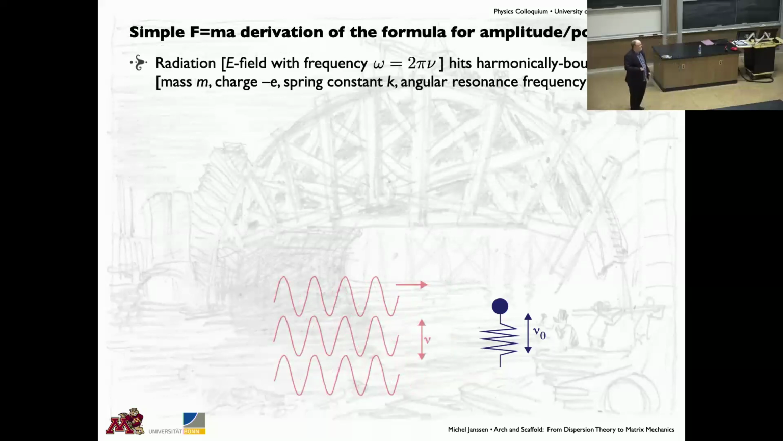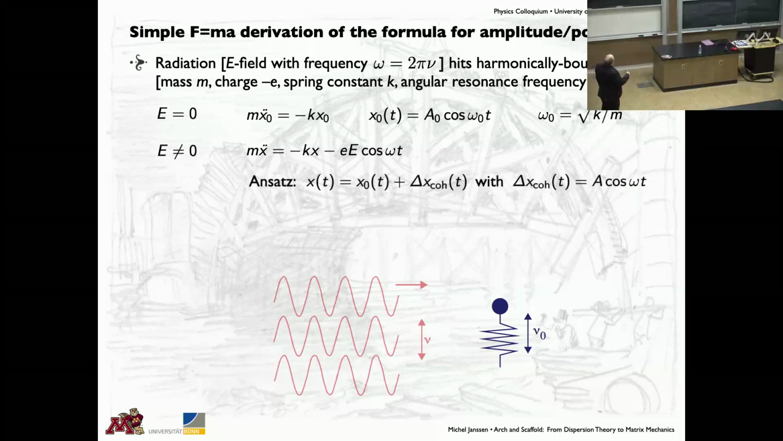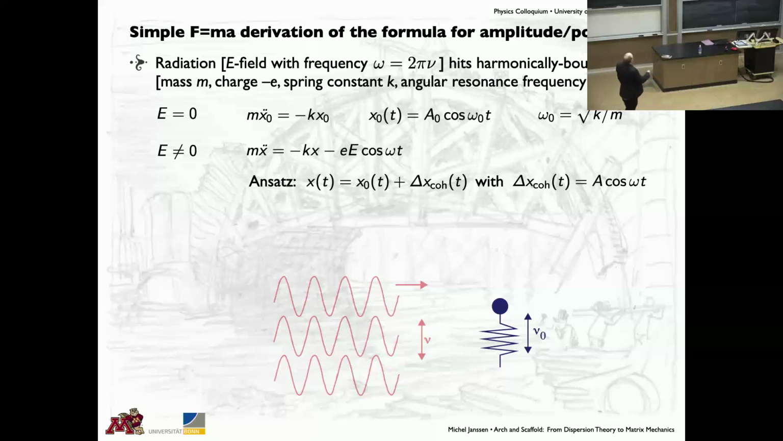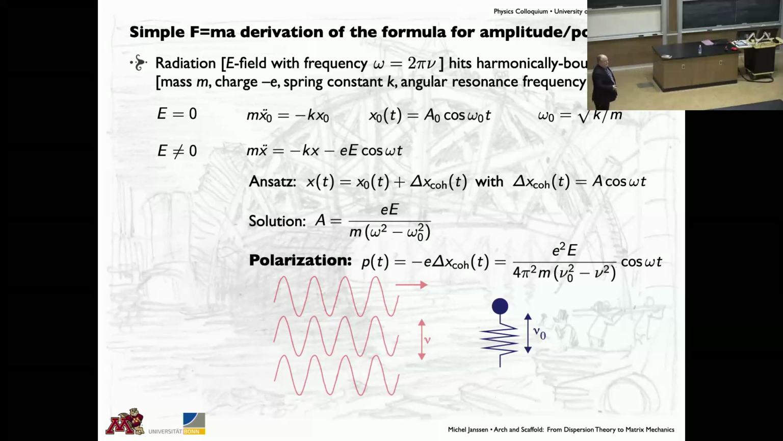So again, to fix some terminology, we have an E field with some angular frequency omega naught, or ordinary frequency nu naught, charge mass m, charge minus e, spring constant k, all the usual stuff. If there's no field, the solution is simply something like that. If there is a field, you make the ansatz that it looks something like this, that you have this coherent displacement. You assume that that's of this form. If you stick that into Newton's second law, you find that the solution for this amplitude is this here, where you see that this thing has a pole. And so the polarization that is determining the index of refraction is just multiplying this coherent displacement by the charge, minus e, and you get this expression.